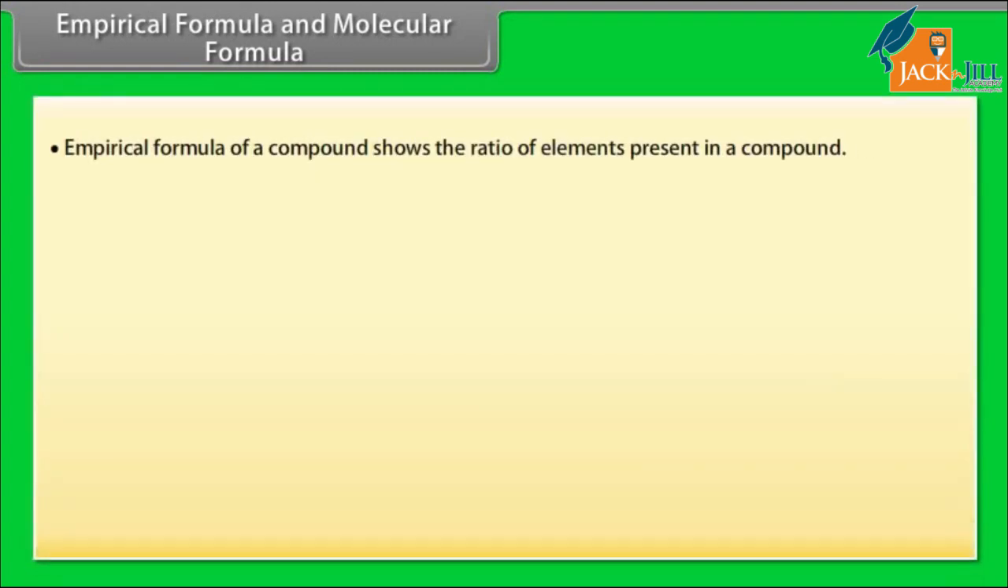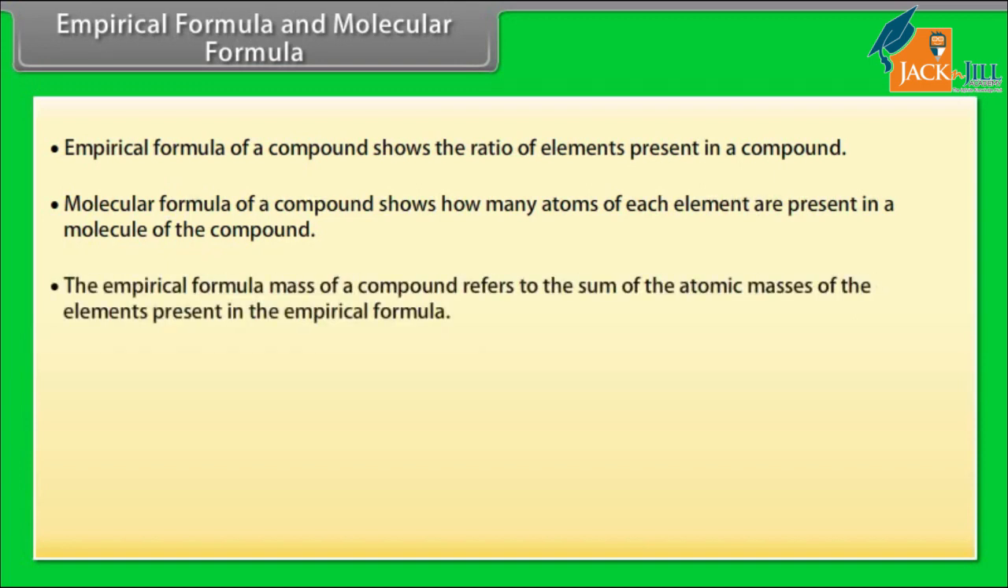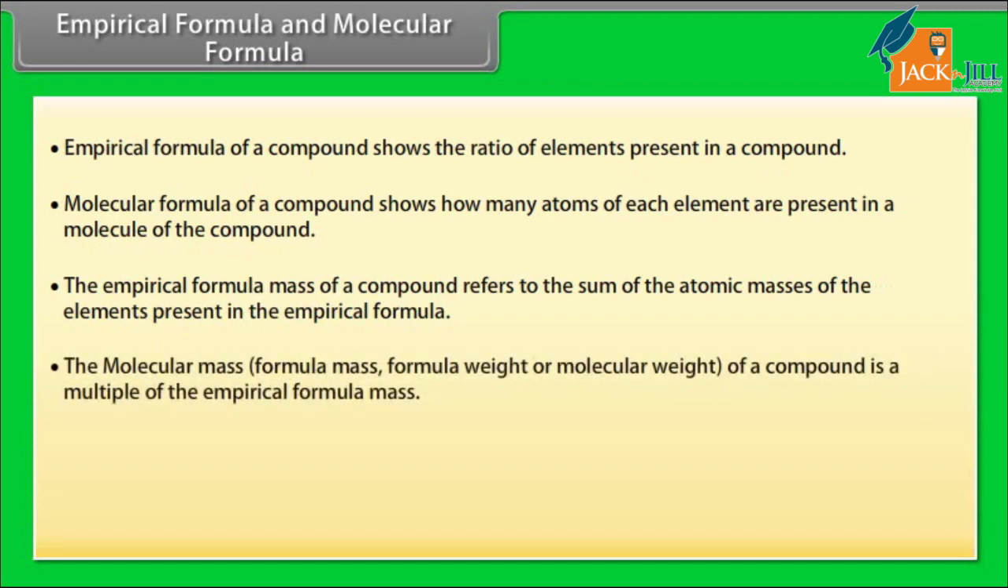Empirical formula of a compound shows the ratio of elements present in a compound. Molecular formula of a compound shows how many atoms of each element are present in a molecule of the compound. The empirical formula mass of a compound refers to the sum of the atomic masses of the elements present in the empirical formula. The molecular mass, formula weight, or molecular weight of a compound is a multiple of the empirical formula mass. M is equal to N into empirical formula mass.